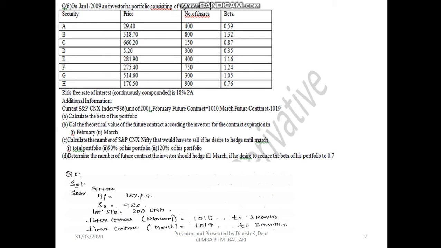So I am here with the solution for question 6. In the previous class we had a discussion about question 5. This is quite similar to question 5, but here we have a few additional pieces of information, based on which we need to work. Let's try to understand what is given in the question.